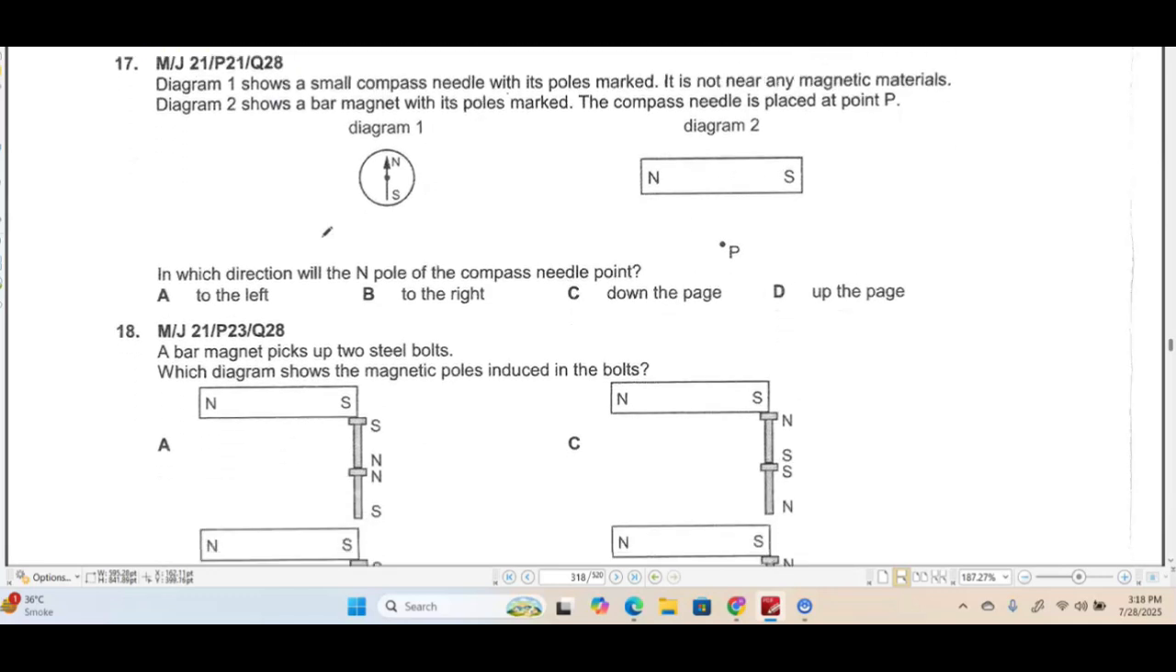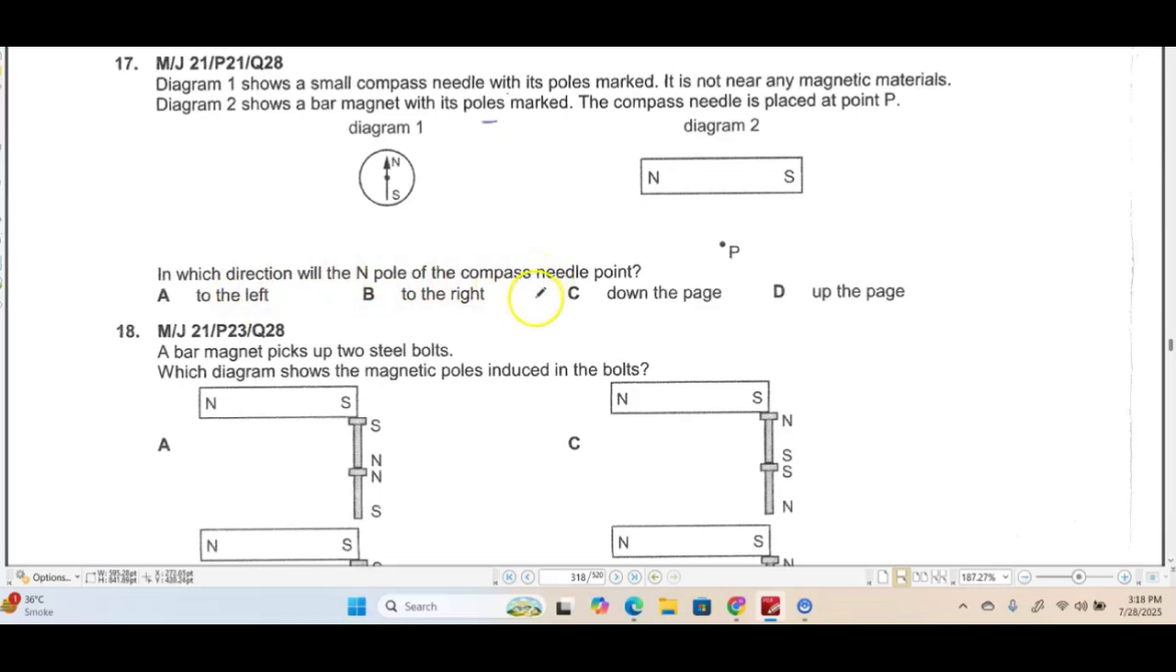Diagram 1 shows a small compass needle with its poles marked. It is not near any magnetic material. Diagram 2 shows a bar magnet with its poles marked. The compass needle is placed at point P. In which direction will the north pole of the compass needle point?